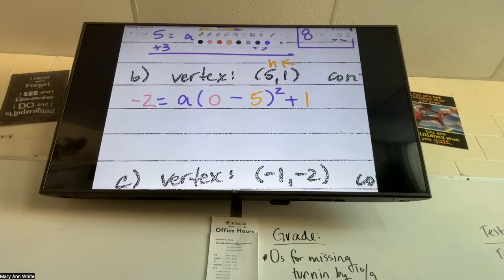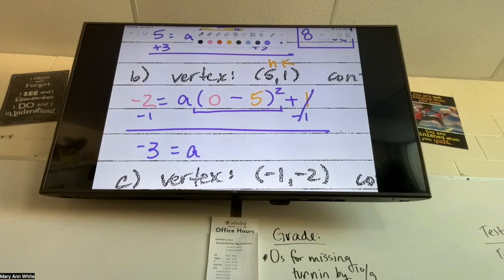Any questions on the plugging in so far? All right, start simplifying. I like to do that parentheses first. Now actually is not a bad time to minus that 1 from both sides. So you can minus that 1 whenever it makes you happy. I want to do it before I forget about it. So I've got -3 equals a times -5 squared. So I'll square that -5, so I get -3 equals 25a.